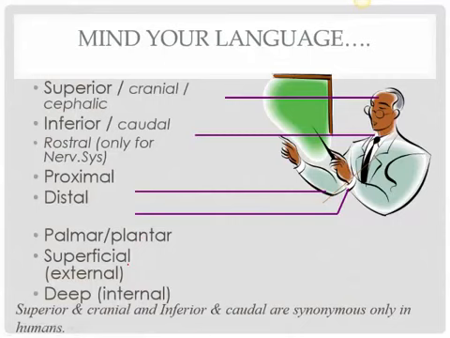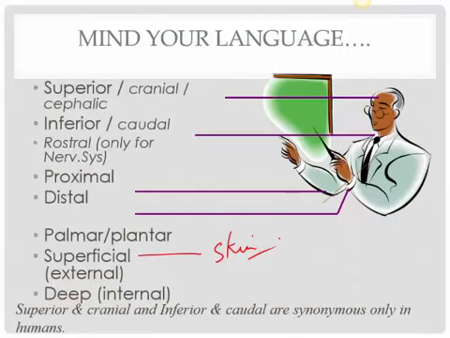Superficial and deep are two terms which are used, and the reference point is skin. Anything which is closer to the skin is called superficial. Anything which is further away from the skin is called deep. For example, I would say muscles are superficial compared to bone, or subcutaneous fat is superficial compared to muscles.